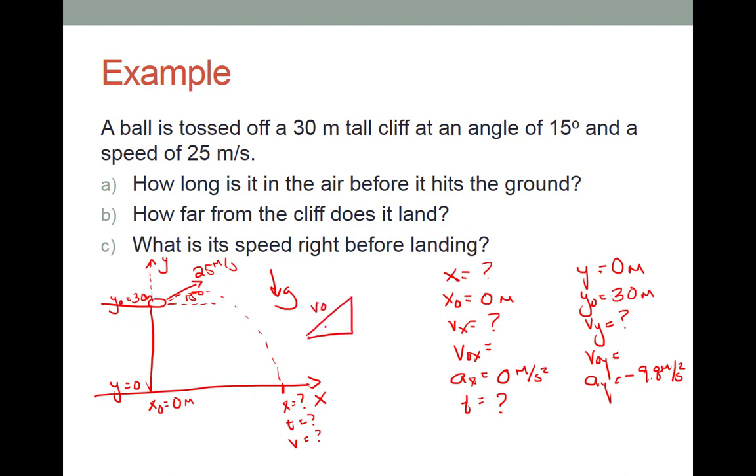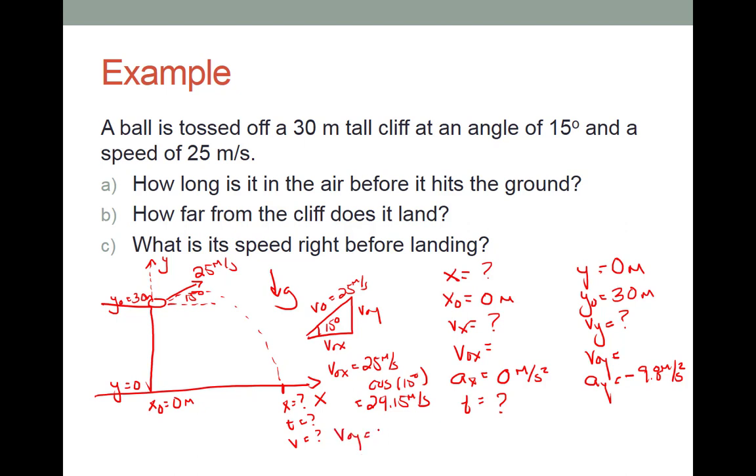The hypotenuse is V naught. The angle is the 15 degrees. And then I have the horizontal and vertical components. I see that the x component is on the side adjacent to the angle, so V naught x is going to be 25 meters per second times the cosine of 15 degrees. And if you multiply that all out, you get 24.15 meters per second.